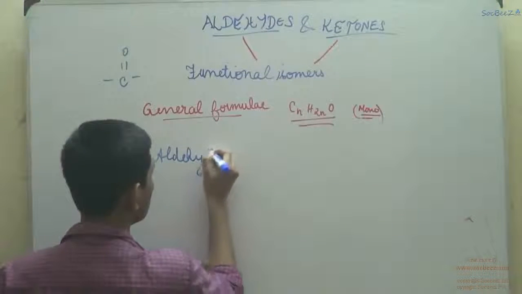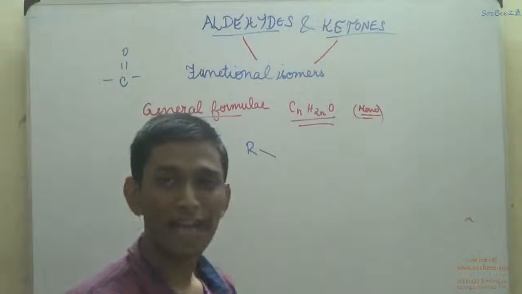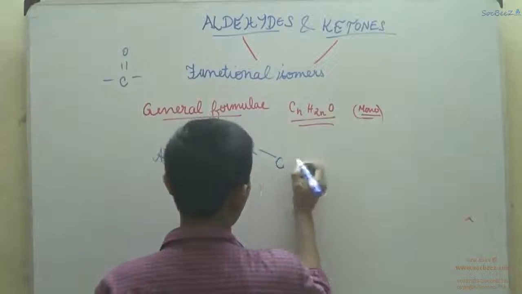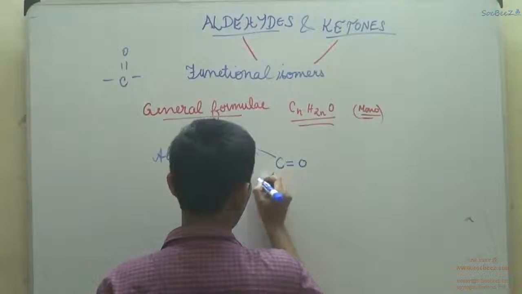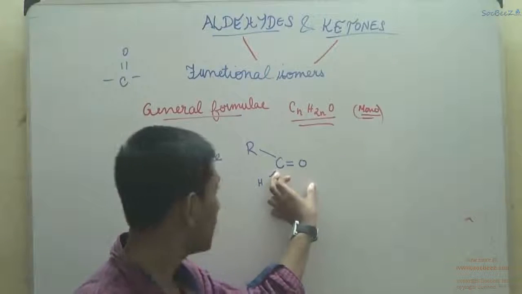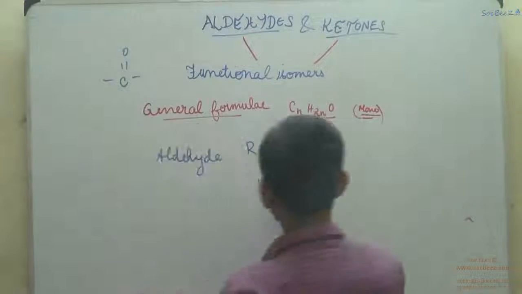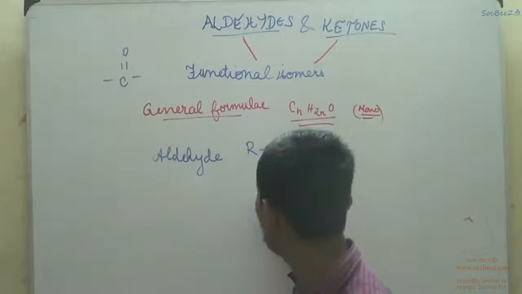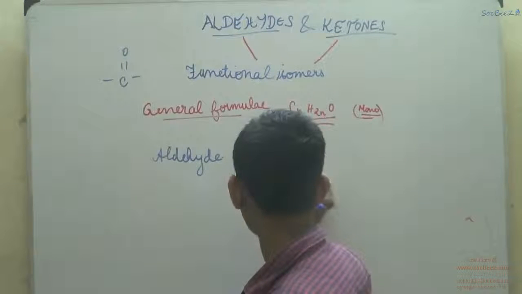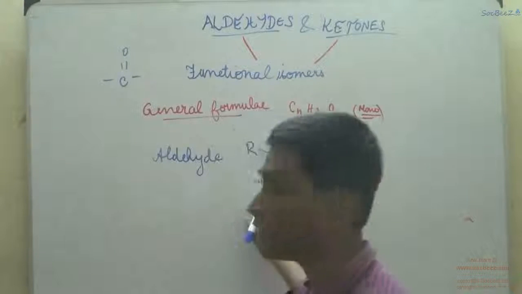Aldehyde. Structurally, it's R-CHO, where R is an alkyl group or an alkynyl group or an alkenyl group. If this C=O carbon is the terminal carbon, that is, if this carbon is attached to a hydrogen and an alkyl group, and this being the terminal carbon atom of a carbon chain containing the C=O group, then it's an aldehyde.